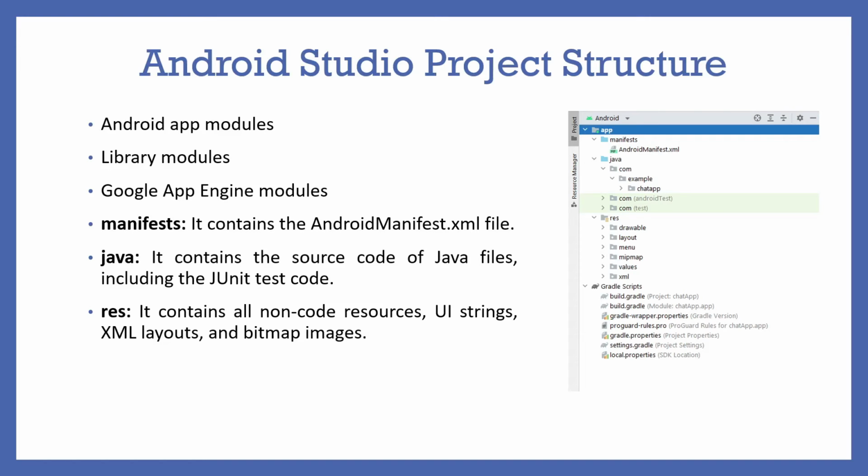Then next is Java. It contains the source code of Java files including the JUnit test code. The Java package contains all the source code like your application's classes files and all the objects. You only have to work in this folder to build an Android application.